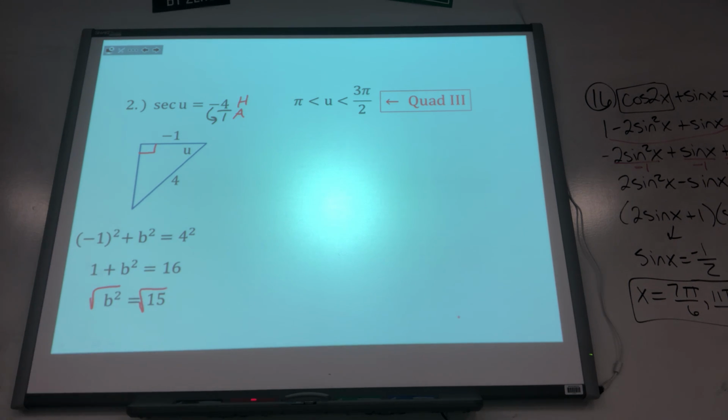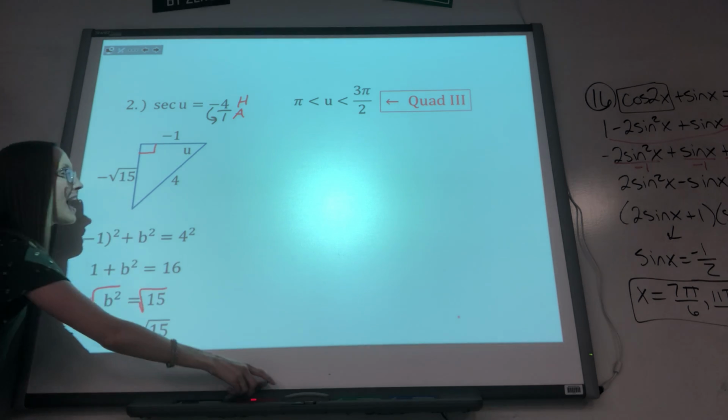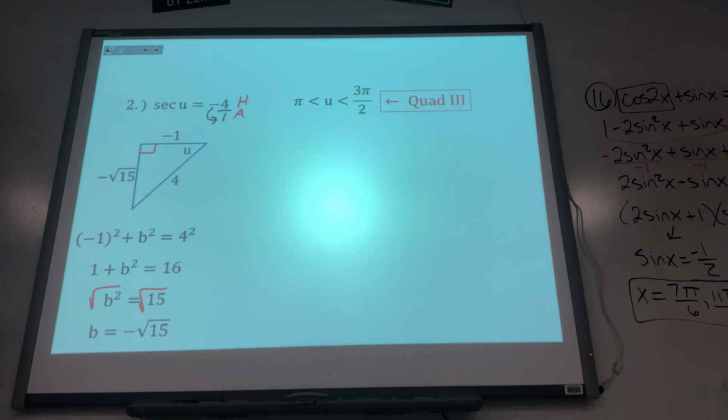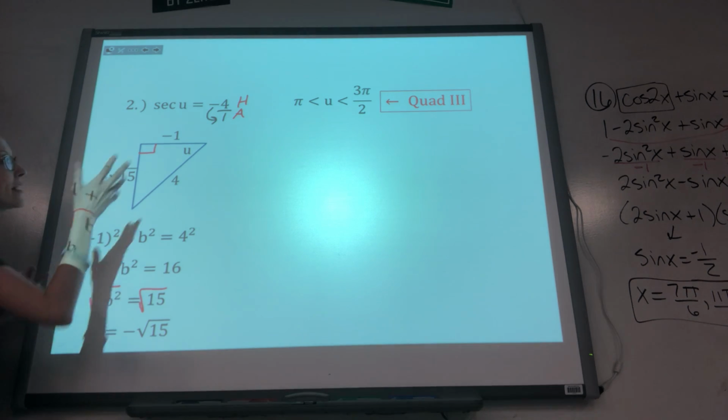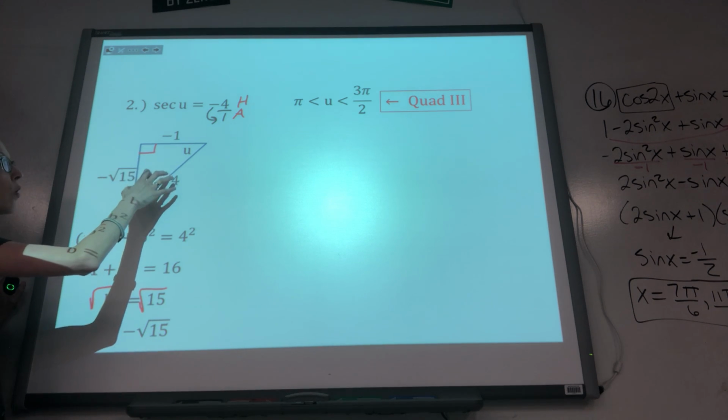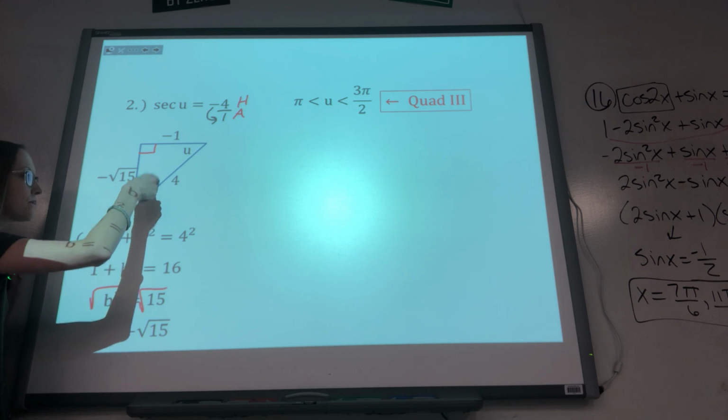Now here again, you have to pause and think about what quadrant you're in. You're in quadrant 3, so should this side be positive or negative? Negative. We need to write that as negative square root of 15. Negatives are a big deal in trig because it all depends on what quadrant you are in.